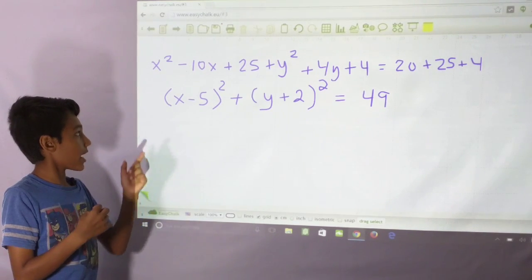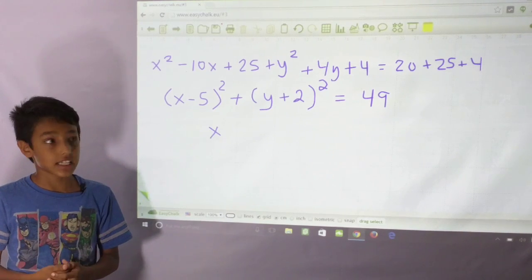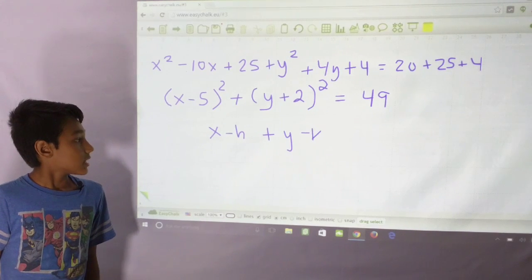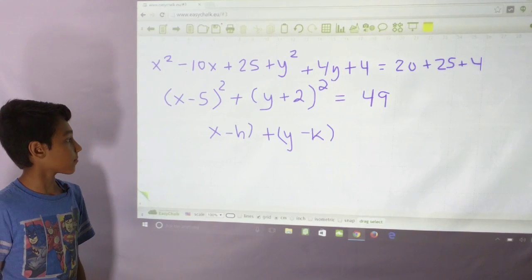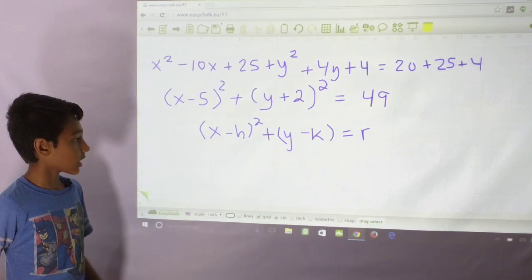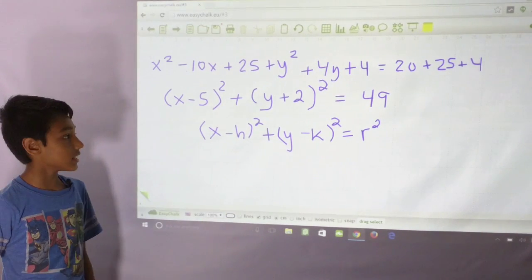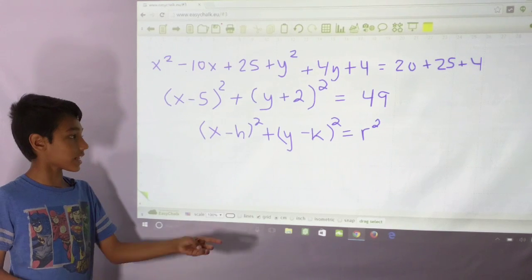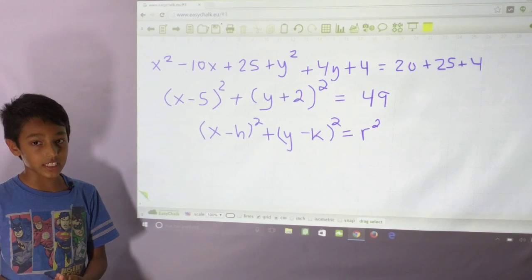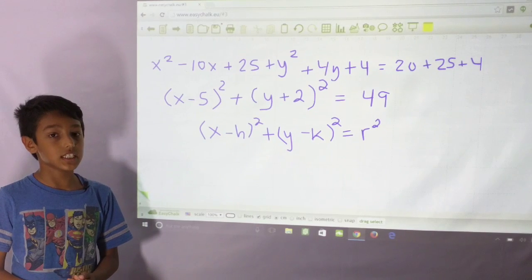Now we got it to the form x minus h squared plus y minus k squared equals r squared. Now you can see the center point and radius. Since the radius is squared, we square root the right side of the equation, which is the radius. So the square root of 49 is 7. So 7 is the radius.